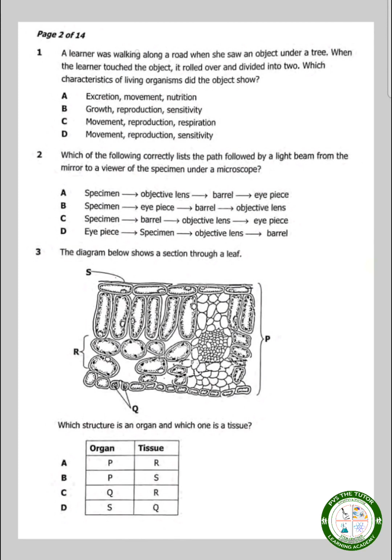Question 1 says, a learner was walking along a road when she saw an object under a tree. When the learner touched the object, it rolled over and divided into two. Which characteristics of living organisms did the object show?